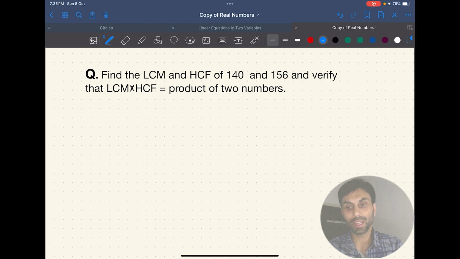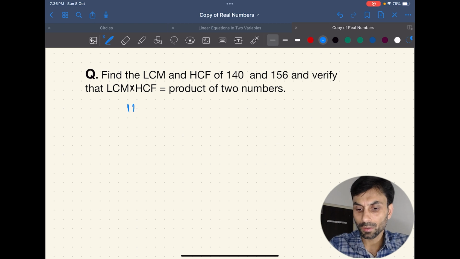So the first question we can see here is: find the LCM and HCF of 140 and 156 and verify that LCM into HCF is equal to the product of the two numbers. When we have to find the LCM and HCF of numbers, the first task we have to complete is to prime factorize the given numbers.